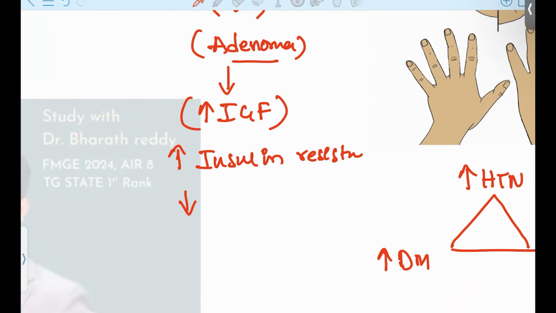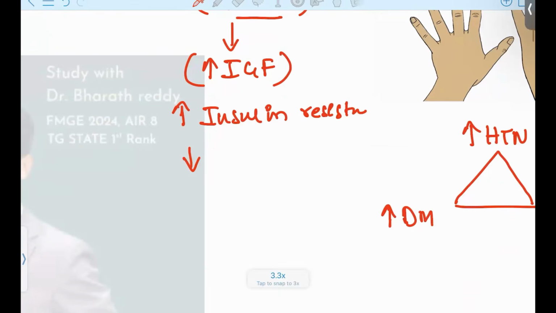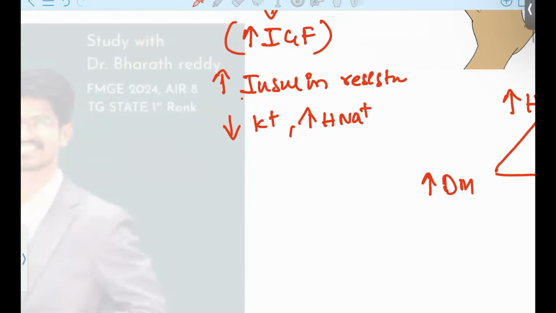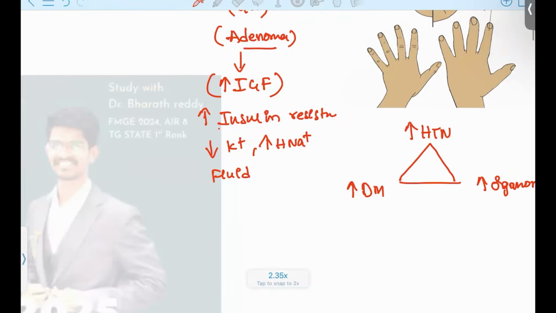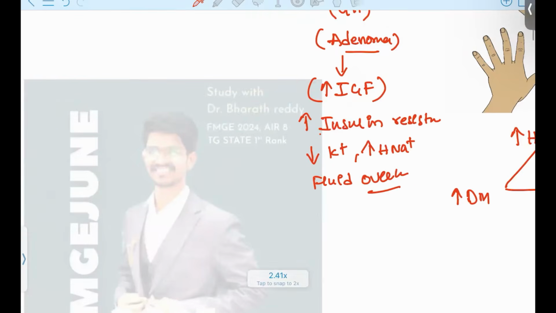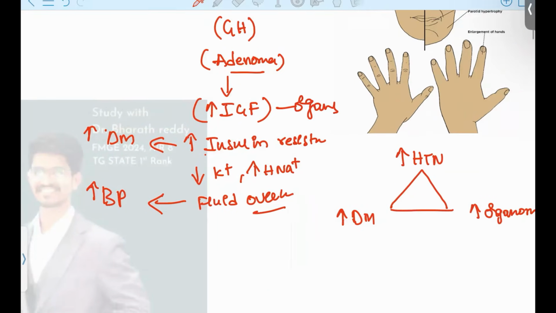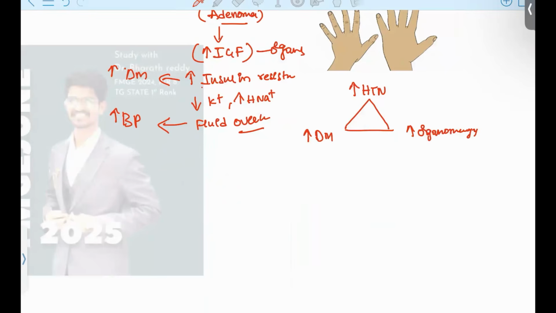And also the patient will be having hypokalemia and hypernatremia, and also the patient will be having fluid overload. Because of the huge body, there is a high chance of fluid overload also seen. This will be leading to increased blood pressure. This will be leading to diabetes mellitus. And IGF will also involve multiple organs. This is how the patient will be presented.